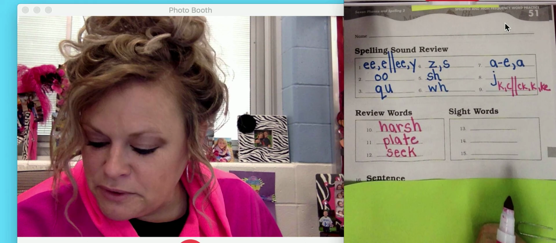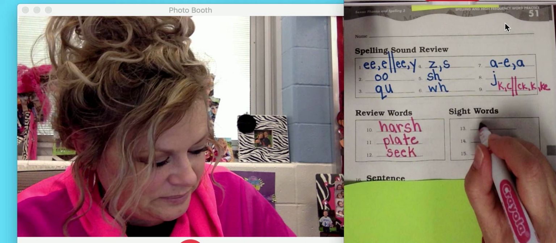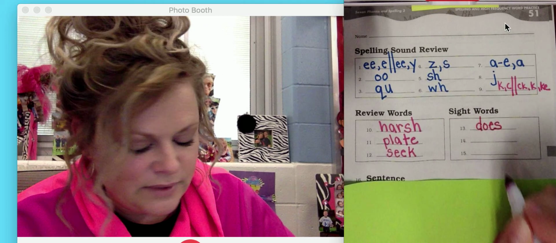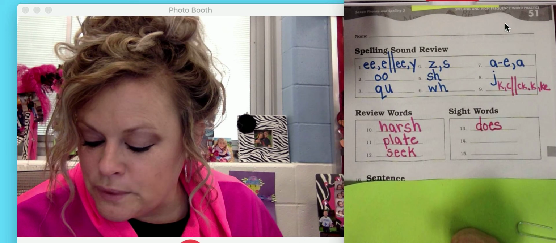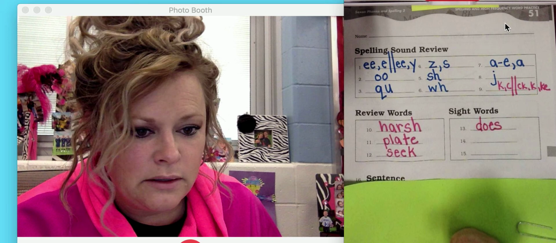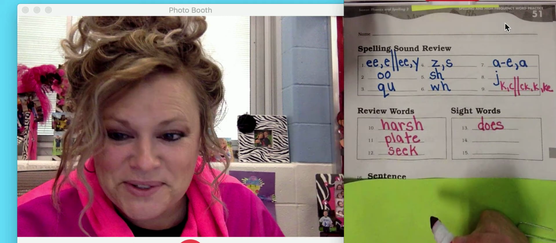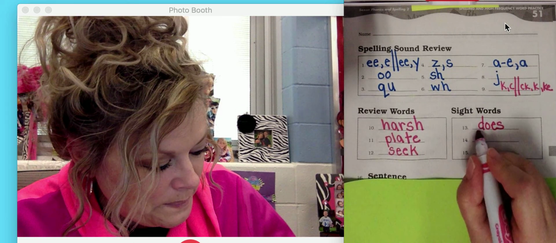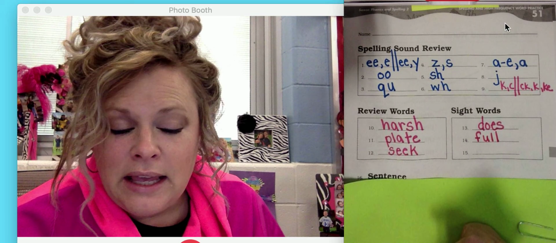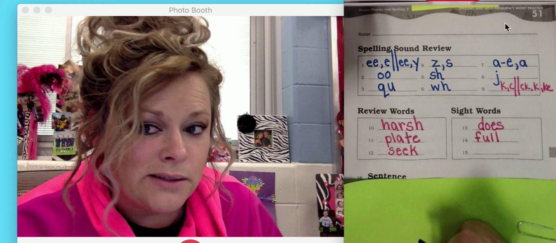Number 13 is does. Repeat, does. Go ahead and write it. And check with mine. Number 14 is full. Repeat, full. Raise your hand if you had a full belly after Thanksgiving. I sure did. Check mine. Don't forget, even though there's unfair positions to this word, like the vowel sound, it does follow the floss rule.